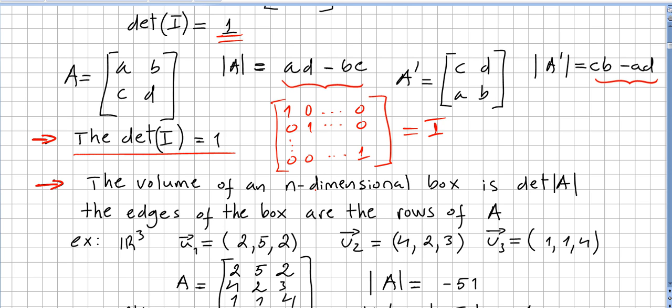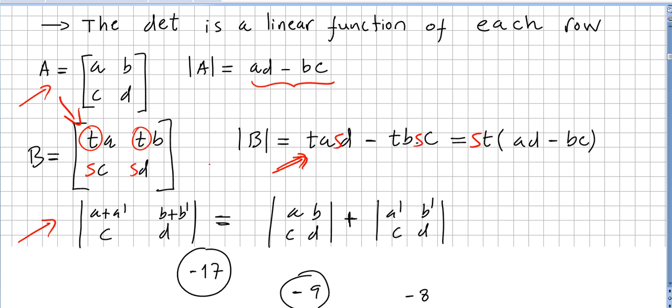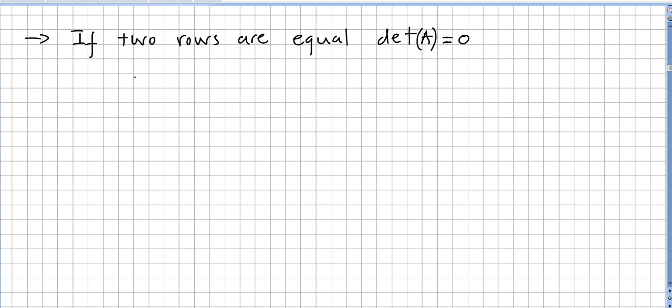The volume of an n-dimensional box is the determinant of A, where the rows of the matrix A are the edges of the box, so you pick the vectors and you put them in the rows of the matrix. In the last video we saw that the determinant is a linear function of each row. Another property is if two rows of a matrix are equal, then the determinant is 0.